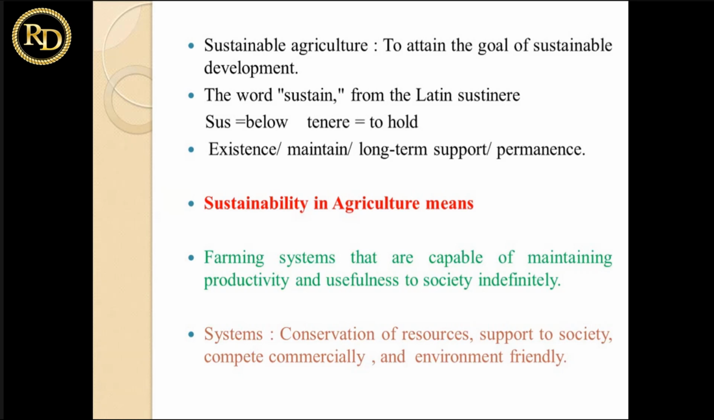And a very important part is that it should be environment friendly. While going for sustainable agriculture, we have to say that it should be environment friendly, meaning the environment should not be deteriorated under any condition as far as sustainable agriculture is concerned. You should understand that sustainability is a part of organic farming.